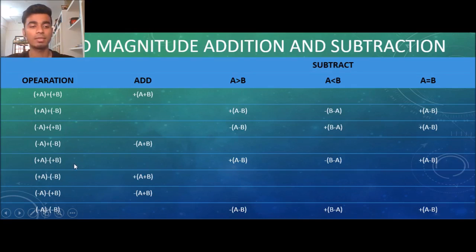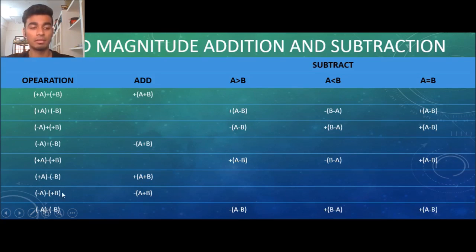In the first case, we have taken both A and B as positive. So if A is greater than B, the answer will be plus of A minus B. If A is smaller than B, the answer will be minus of B minus A. And if A and B are equal, the answer will be plus of A minus B. Now when A is positive and B is negative, the answer will be plus of A plus B.